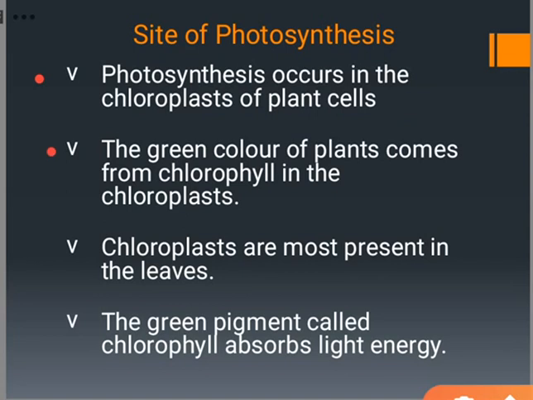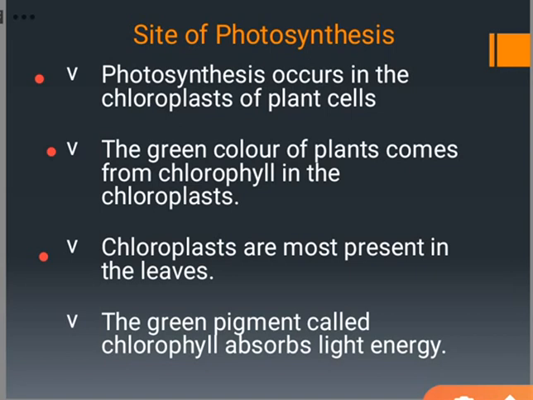Now, the green color of plants comes from chlorophyll, which is in the chloroplast. And it is the chloroplast that gives the plant its green color. So it means that we can have chloroplasts in parts of the stem that are green, but we want to note that chloroplasts are most present in the leaves. They are most abundant in the leaf. So the organ of the plant that is majorly involved in photosynthesis is the leaves of the plants.